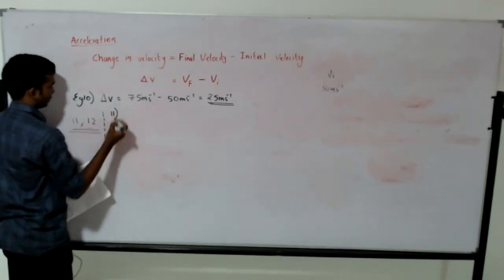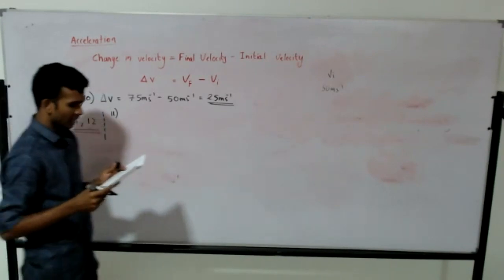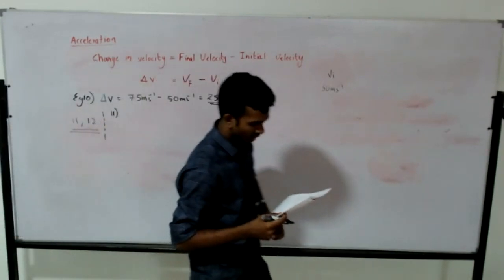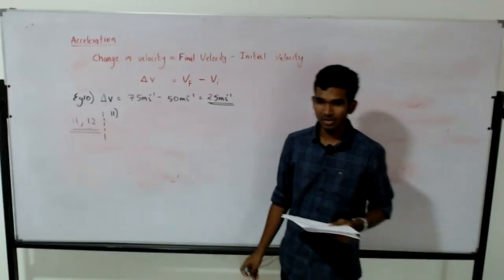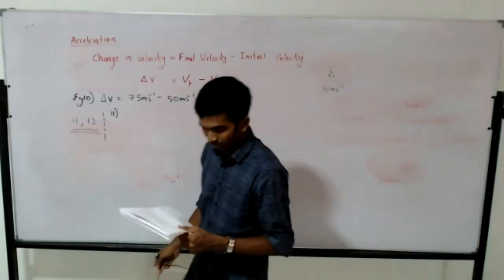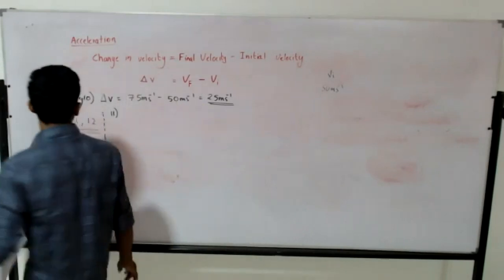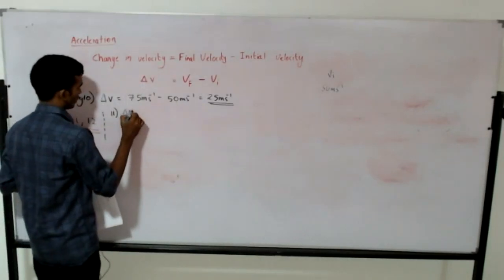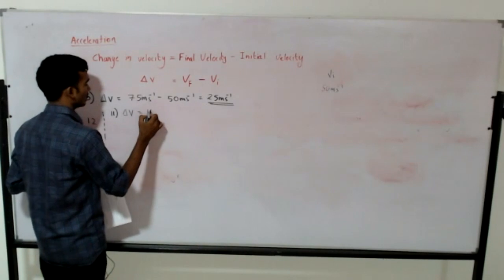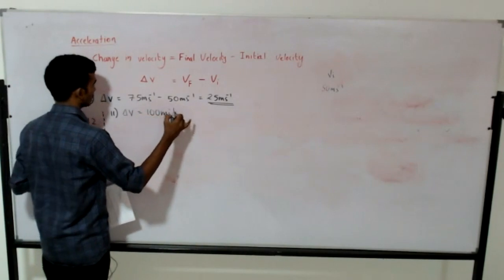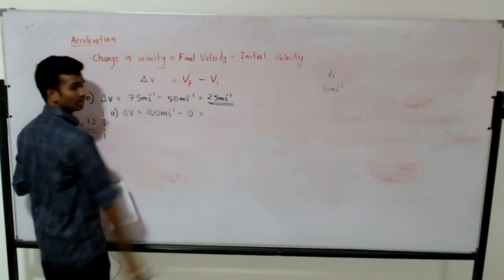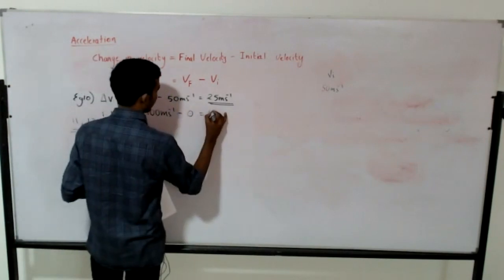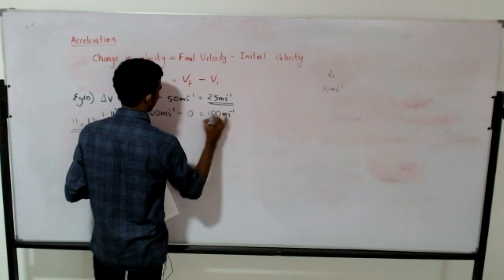Question number 11. An aeroplane increases its velocity on a runway from 0 to 100. What is the initial velocity? 0. What is the final velocity? 100. Then your change in velocity is final velocity 100 ms to the power minus 1, minus initial velocity 0, which gives 100 ms to the power minus 1.